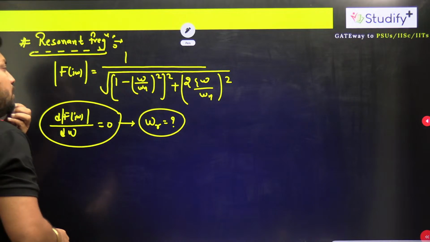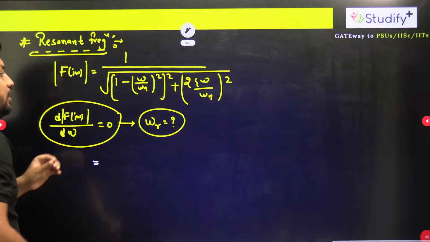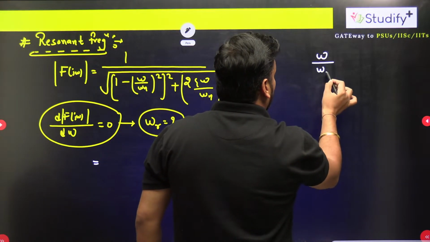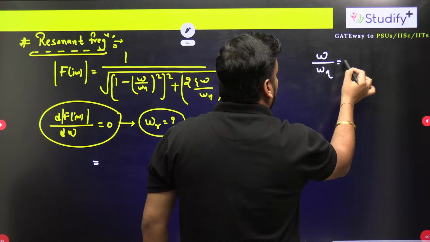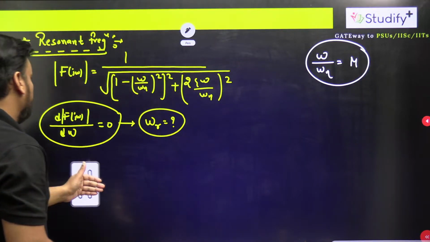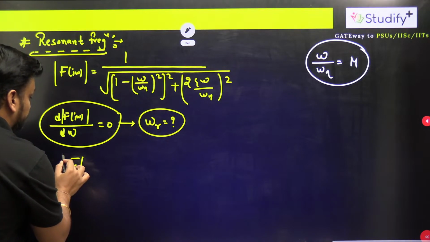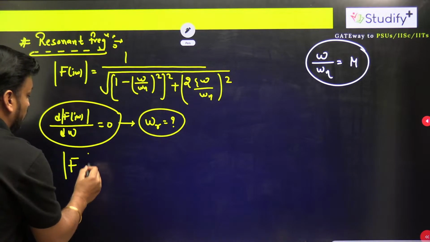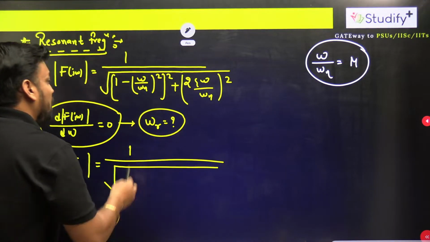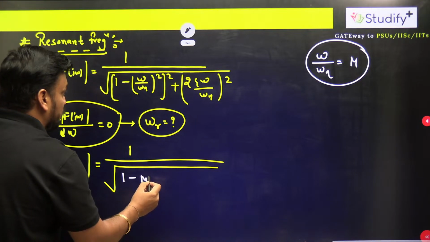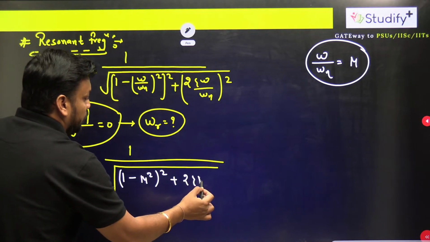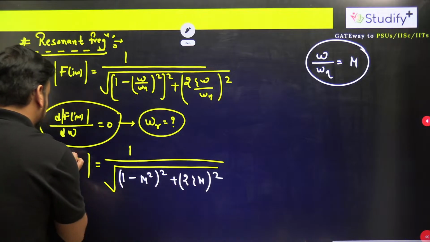Yes, sir. So to make our differentiation easy, omega n is a constant value here. So we are assuming omega upon omega n as u. Okay, you can assume as u here. So if I assume u, then I can write my equation now, mod of F, writing in short. What you can write, mod of 1 upon under root of (1 minus u square) whole square plus (twice zeta u) whole square. Is it this equation, guys?